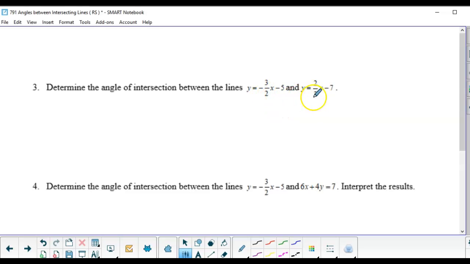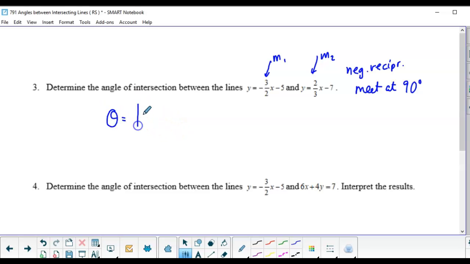Okay. And next one, angle of intersection. So these have already been put in slope y-intercept form. So take a look at them though. That slope there and that slope there. What do you notice? This is -3/2. This is +2/3. These are already negative reciprocals. So you already know they meet at 90 degrees. Okay, you can calculate it if you want, but it's going to give you the same answer, right?